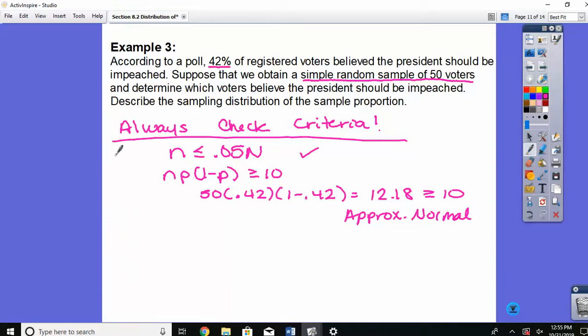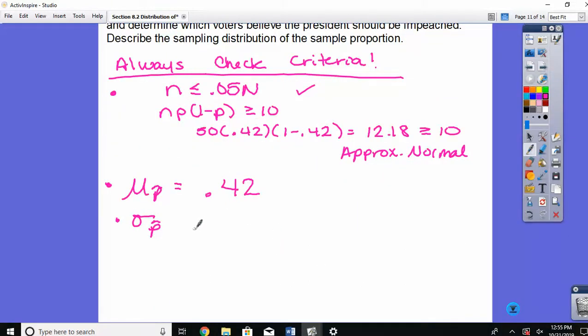That's the first thing. Now we need to give our mean and standard deviation. So the mean for the sample proportion, the mean for p hat, is just p, which is what in this problem? The standard deviation for p hat, we wrote down our formula. It's the square root of p, so 0.42, times 1 minus p, all over n. And what was my n in this case? 50.